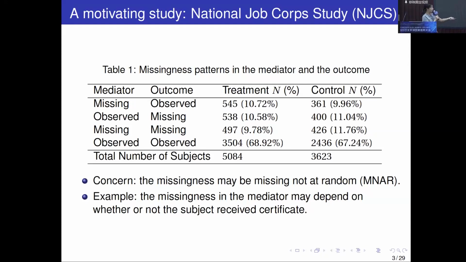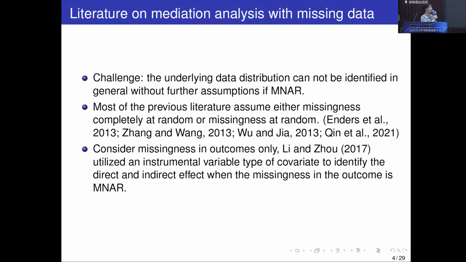For example, let's think about the mediator, which measures whether or not a subject successfully obtained a certificate. You can imagine that perhaps people who failed to obtain a certificate may be more likely not to report. So the probability of missingness of the mediator depends on the mediator value itself, which creates missing not at random. When data is missing not at random, it presents great challenge for causal inference because in such a case, the underlying data distribution just cannot be identified in general without further assumptions.